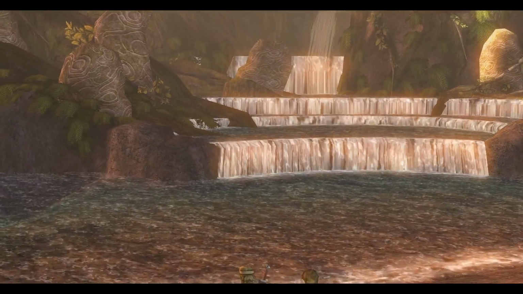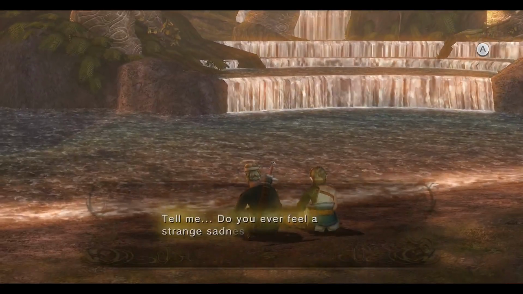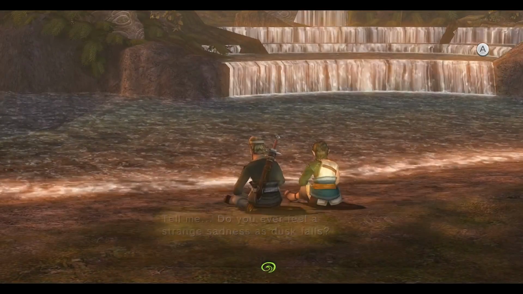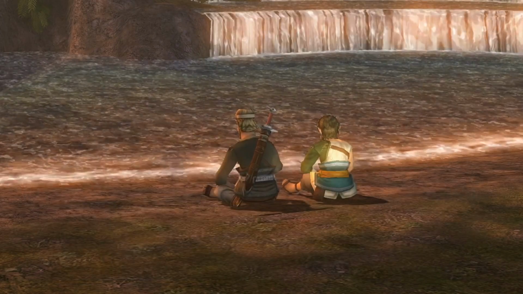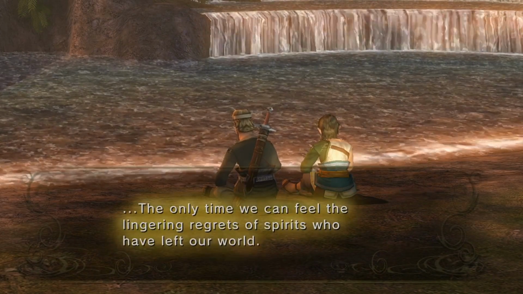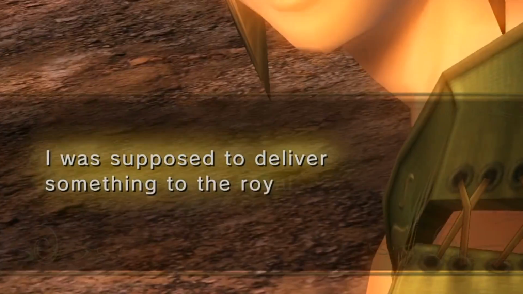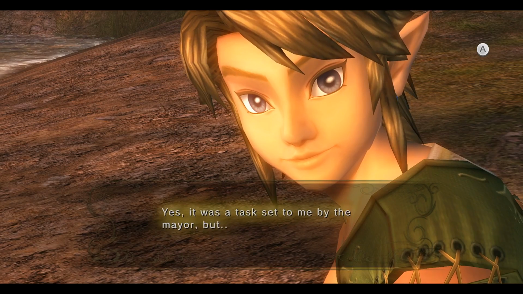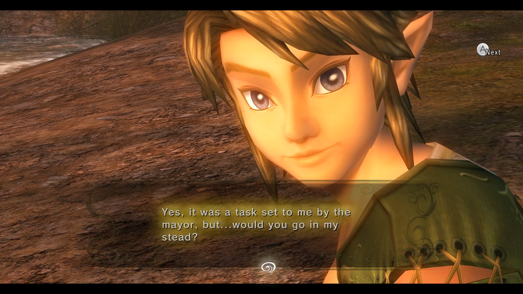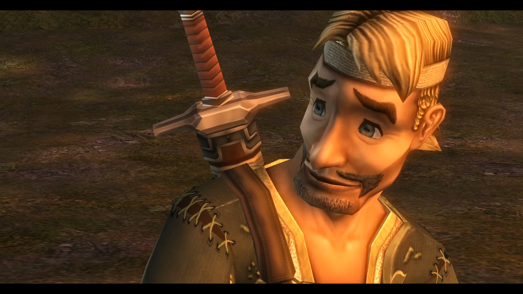At the beginning of the game, during the opening cutscene, we see a conversation between Link and Russell. In fact, there are multiple conversations between the pair in the beginning segment of the game that give us some insight to the invasion. Russell tells Link, "I was supposed to deliver something to the royal family of Hyrule the day after tomorrow. A task set to him by the mayor. However, he asks Link if he could deliver it instead."